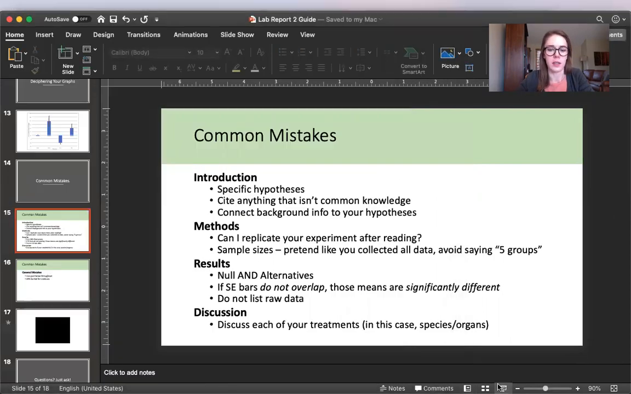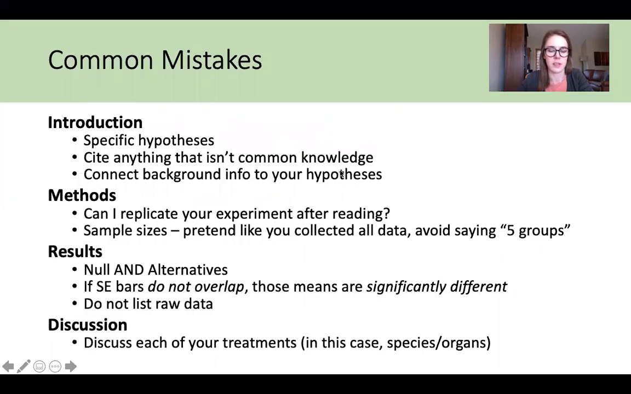Let's see. Connect your hypotheses into your background info. I think that that'll be the best way to do that, is to just make sure you have your hypotheses within the text of your introduction. Don't just list them as bullet points or numbers below your introduction. Method section, just ask yourself, would my instructor be able to replicate my experiment? And in sample sizes, just don't use the word groups.